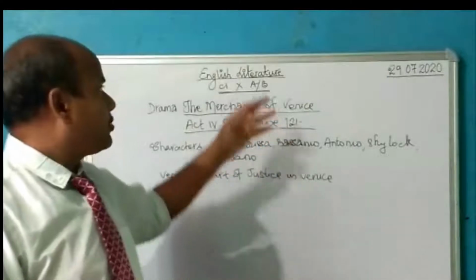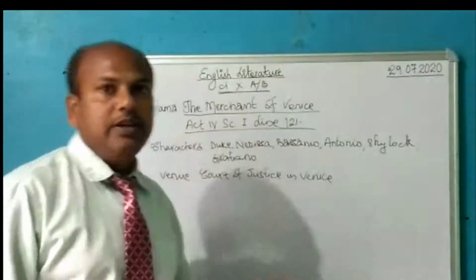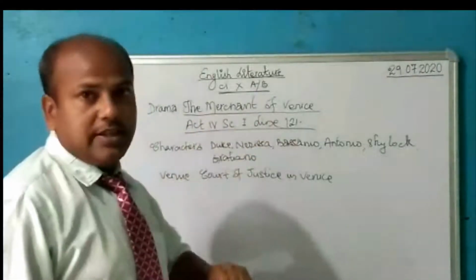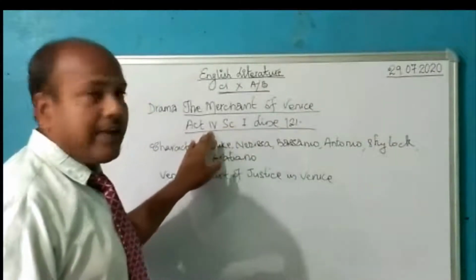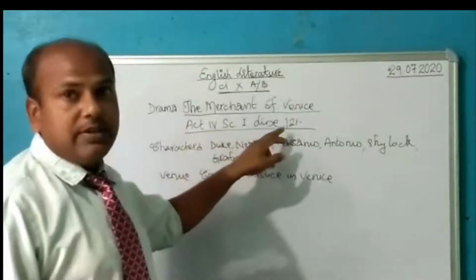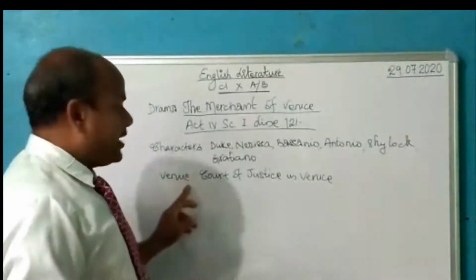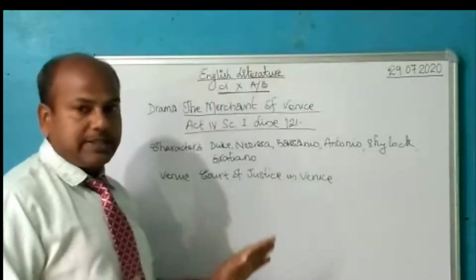This is a literature class for class 10 AB, and we will continue with the drama The Merchant of Venice. It is scene number 1 of act number 4, and we shall begin with line number 121. The venue is the Court of Justice in Venice. It remains the same for a long time.